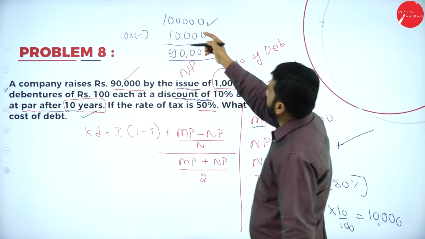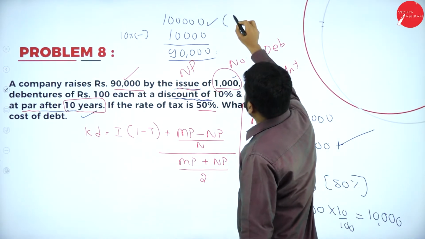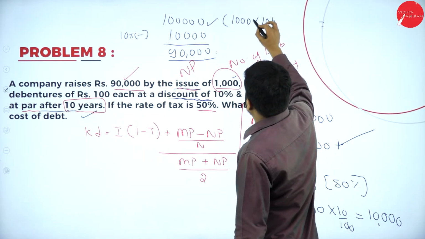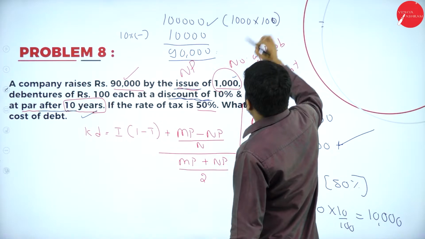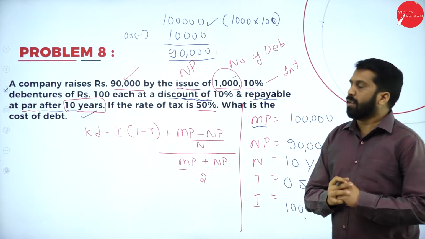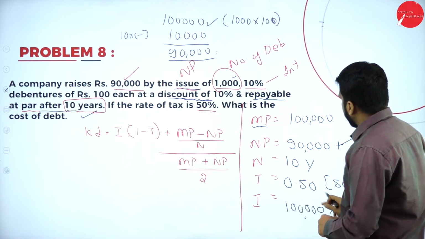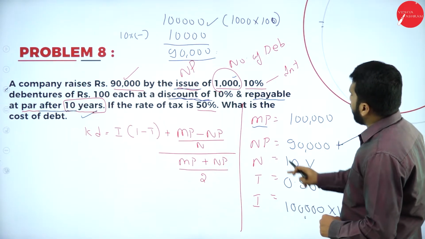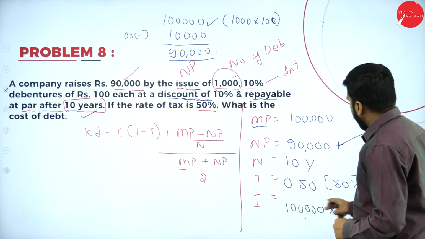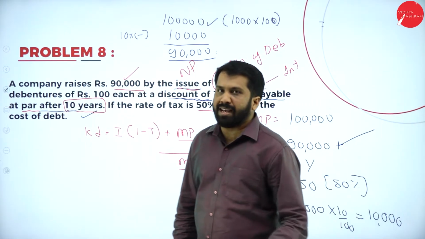Now, how did you get 1 lakh? Number of debentures is 1,000, actual value is 100. So, how much is it? 1,000 into 100, it is 1 lakh. Clear? Yes. Now, we are done with all this. We got NP, we got net proceeds, we got number of years, tax also we got, interest also we got. I'll simplify now.